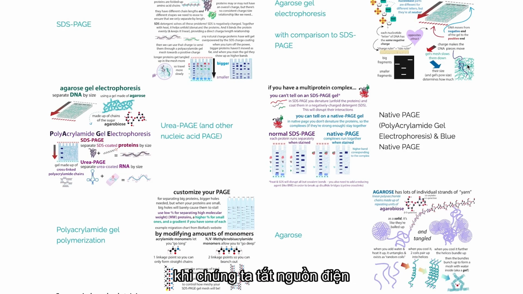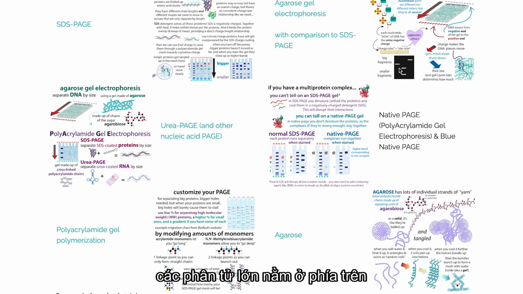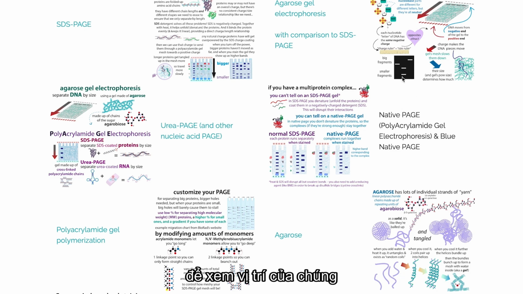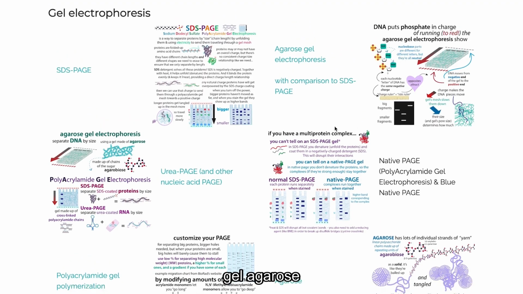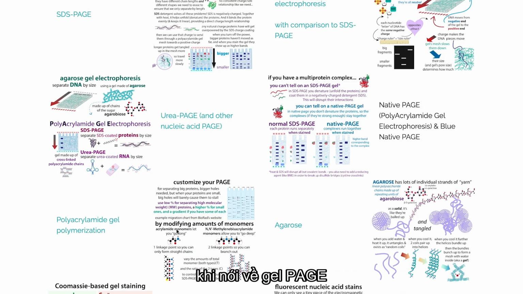And so when we turn off that electricity that was causing them to move through the gel, they're going to be stuck in place. And in this way, the bigger things are going to be higher up, the smaller things are going to be further down. And then we can use some sort of visualization method in order to see what's where. And so agarose gel, we often use this for big pieces of DNA and RNA. And then when we're talking about PAGE gels, so these polyacrylamide gels, we're often using these for proteins, as well as small RNA and DNA fragments.